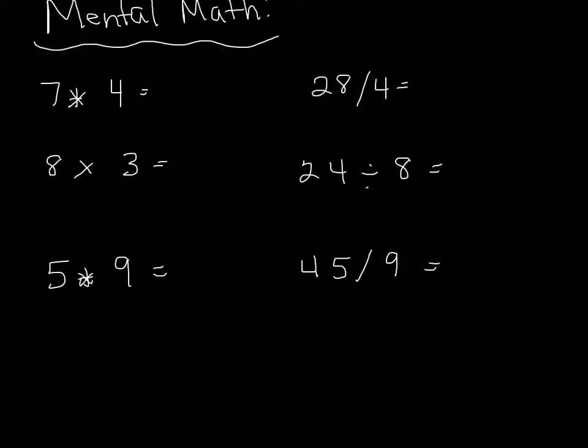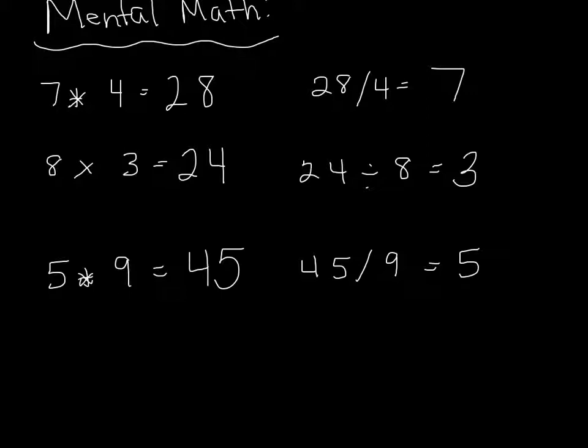I'll say the problem, you say the answer. 7 times 4 equals 28 divided by 4 equals 8 times 3 equals 24 divided by 8 equals 5 times 9 equals and 45 divided by 9 equals. Erase your board and get ready for your final set of problems.